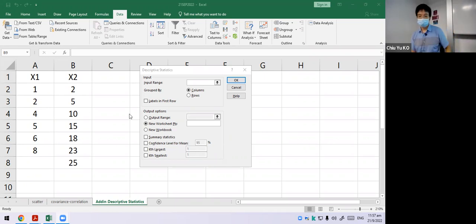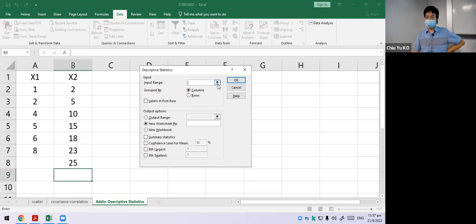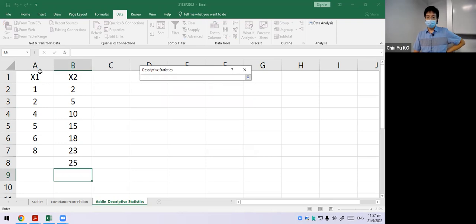Okay, for our purpose, that's why here it is grouped by column. This is what we choose. If our data is by row, then choose by row. And you tell them where your data are. Here we have a little arrow. Just click this, and you highlight the two columns, that would be the most convenient. Just two columns. Of course you can always tell them this is the case, but it's easier just to highlight the two columns.